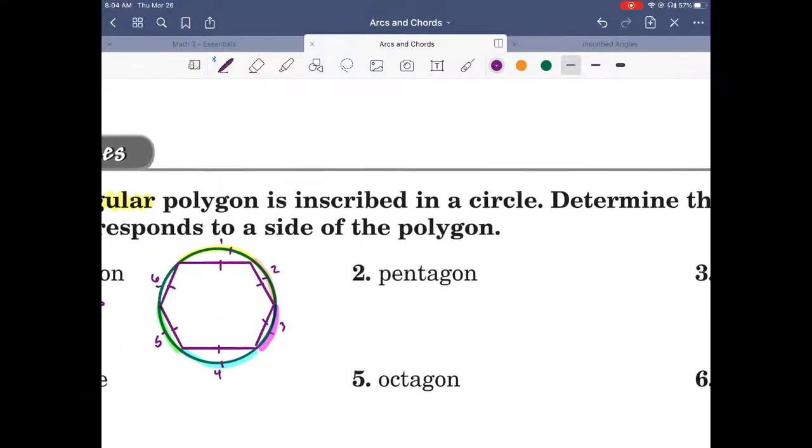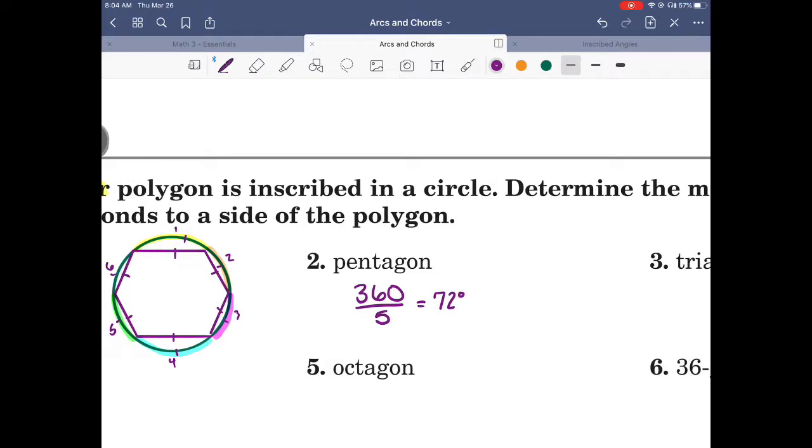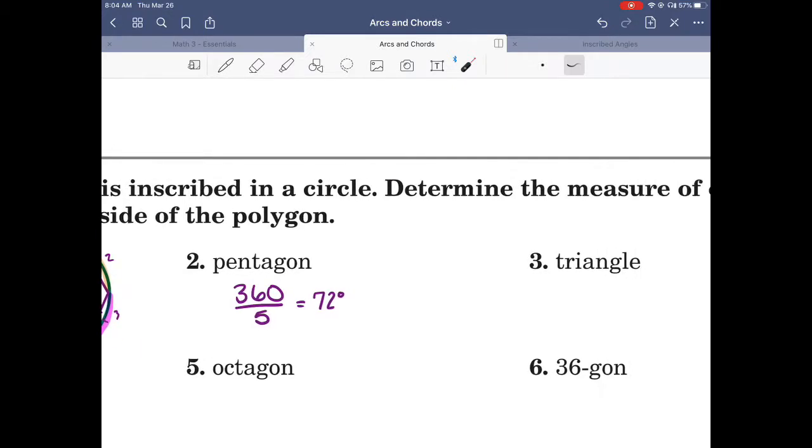Okay. So if you think about a pentagon, 360 divided by how many sides are in a pentagon? 5. 360 divided by 5 tells me 72 degrees. So if I were to draw a circle like this, but only draw 5 sides instead of 6, it's going to split it up into 5 equal pieces, all of 72 degrees.